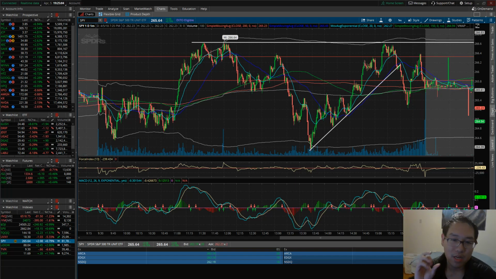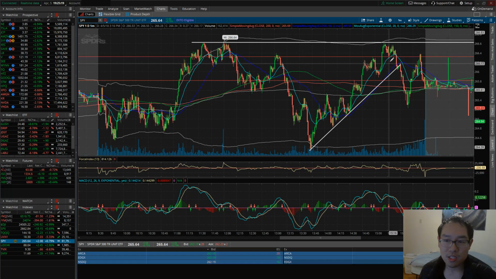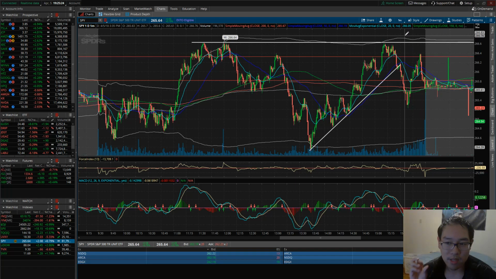So if you guys were in a SPY trade and were positive following the markets today, props to you guys, because I feel like with this choppiness today, it was kind of hard to find a good entry and kind of hard to find a good exit unless you found the exit at the resistance. But it was hard to predict where everything would be.